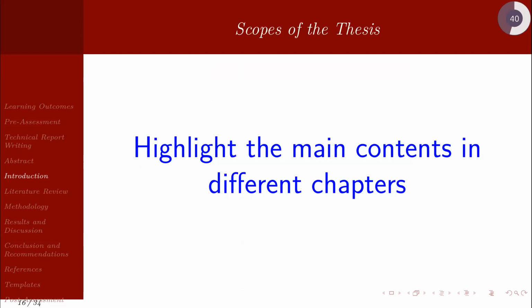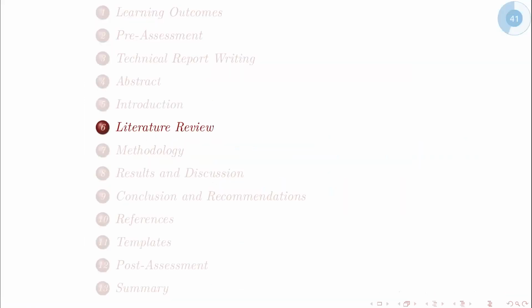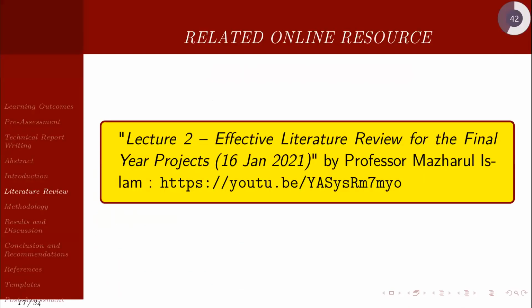Now, the scope is easy. In that section, you should highlight the main contents in different chapters. Inshallah, in the exemplars, I'll come to this. I'll show you what scope means. Then literature review, the next chapter, chapter 2. Chapter 2 is literature review.